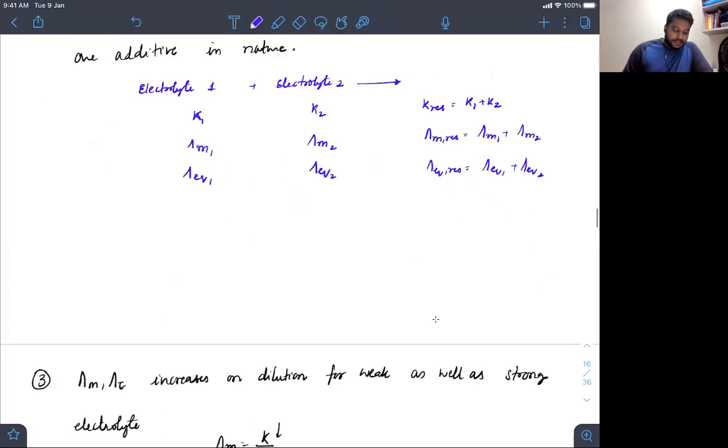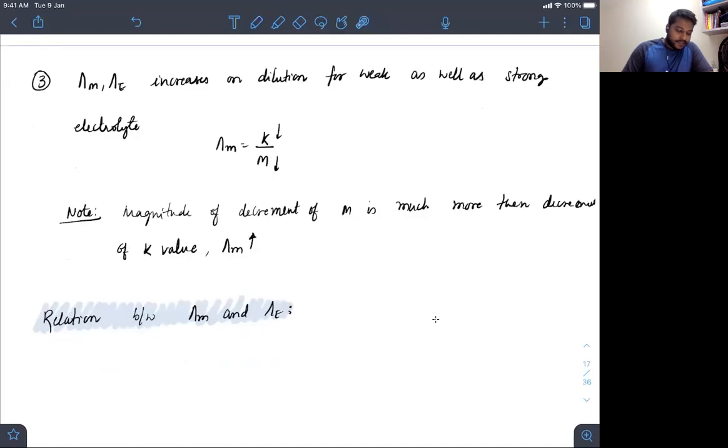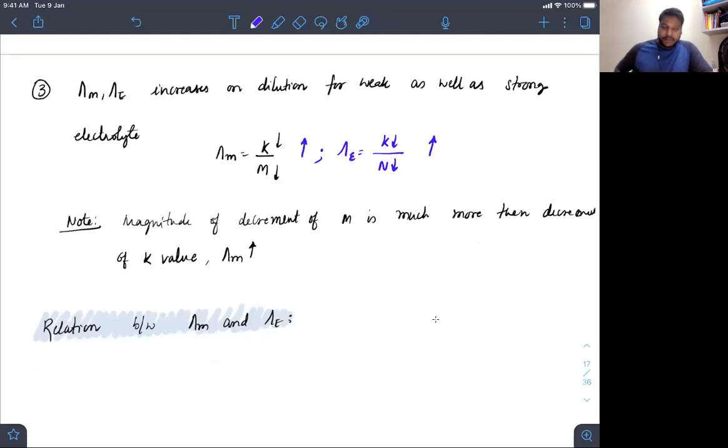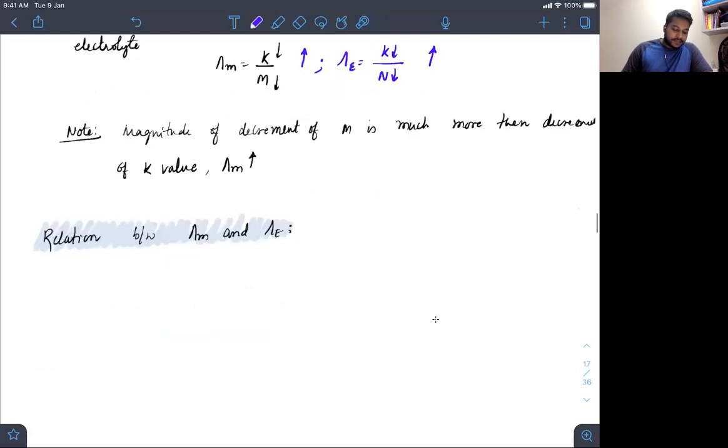Next. Here, we have seen that molar conductance and equivalent conductance both will increase on dilution, for both weak as well as strong electrolytes. Kappa is decreasing on dilution. Their concentrations are decreasing here, but overall you will see an increase here and an increase here. So the magnitude of decrement in M is much more compared to the decrease in the K value. So lambda M will increase.